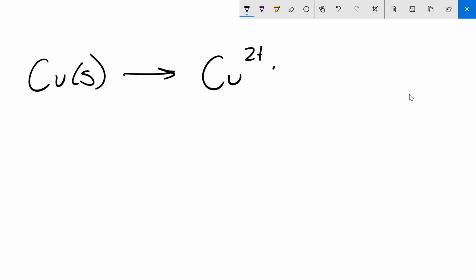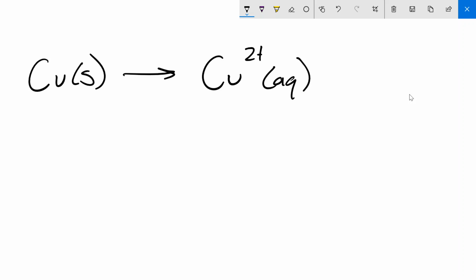In our oxidation reaction, we have copper as a solid converted into Cu2+. If you remember from the video I posted about how to do redox reactions, I included the steps for how to balance. If you need to reference that, feel free to pull that up or pull up the notes that you've taken so that you can use them as we're moving forward.